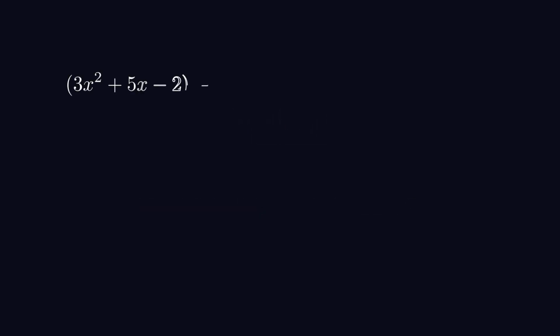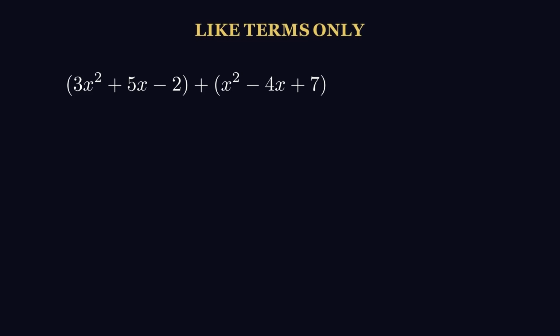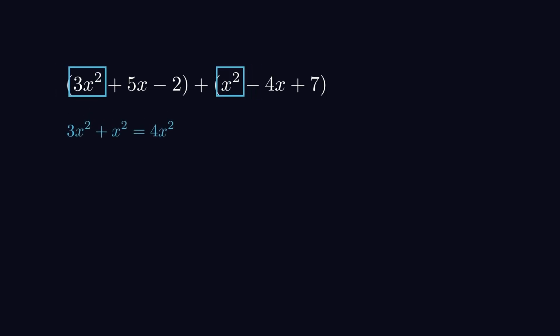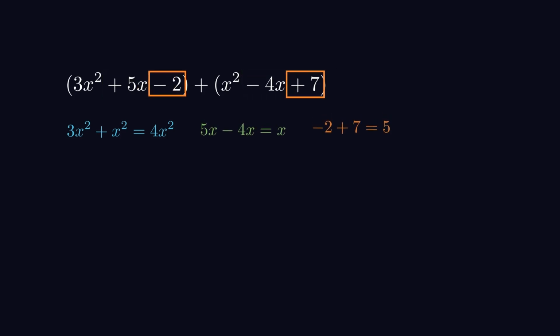3x squared plus 5x minus 2 plus x squared minus 4x plus 7. Golden rule of adding. You can only combine like terms. Same letter, same power, or they don't mix. Like oil and a cowboy's patience. The x squareds team up. 3 plus 1 is 4x squared. The x's? 5 minus 4 is 1x. The plain numbers? -2 plus 7 is 5. Tidy it up. 4x squared plus x plus 5. You're just sorting socks, matching pairs.